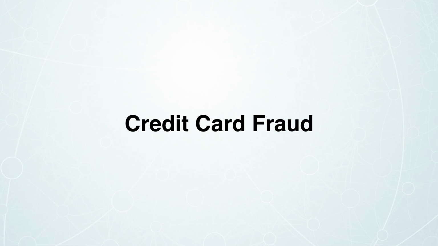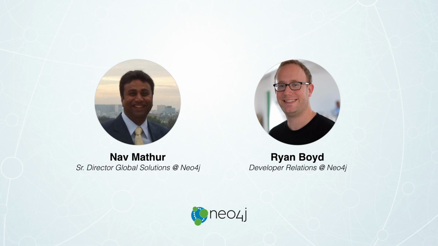So that was just an introduction to how graphs work, and hopefully it gave you a flavor for how graphs can augment existing technologies in detecting and preventing more complicated fraud schemas. Now we're going to dig in a little bit deeper with a couple of examples of credit card fraud based on real-life scenarios. And we'll also give you a hands-on demo of how this works and looks when using Neo4j. I'm going to hand over to Nav Mathur, who is our Senior Director for Global Solutions at Neo4j, and then Ryan Boyd from our Developer Relations team is going to perform a Neo4j demo. So over to you, Nav.